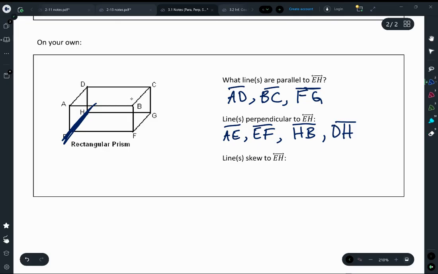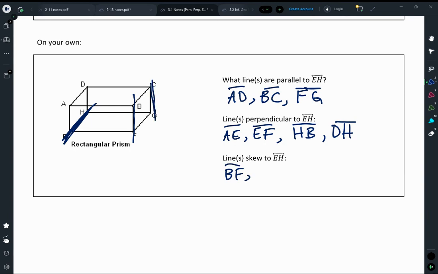So skew would be like BF right here. CG is another one. Let's see, where else? This side right here doesn't actually cross, that's AB. And the last one would be in the back, DC would be another one.